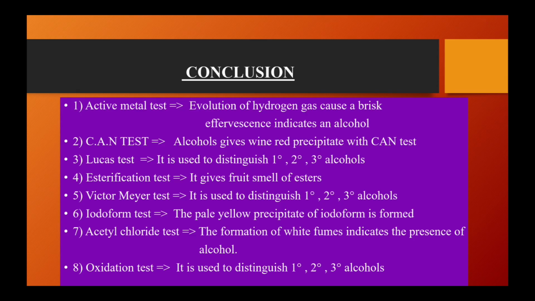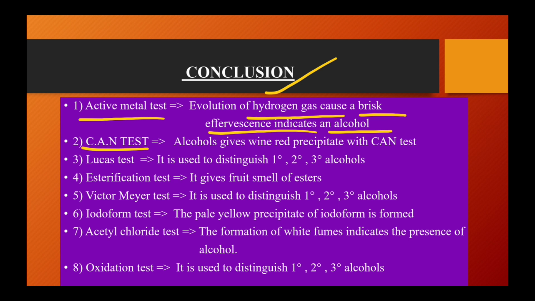Finally, I will give a conclusion about all these tests. First, alcohols react with active metals: evolution of hydrogen gas causes a brisk effervescence, indicating an alcohol. Next, the ceric ammonium nitrate test: alcohol gives a wine red precipitate. Then the Lucas test, used to distinguish primary, secondary and tertiary alcohols. We know well, tertiary alcohol gives immediate turbidity, secondary alcohol will give turbidity after 10 to 20 minutes, and primary alcohol does not give any turbidity with Lucas reagent.